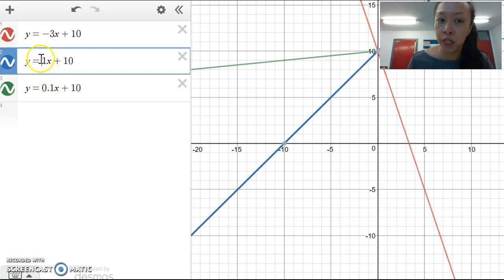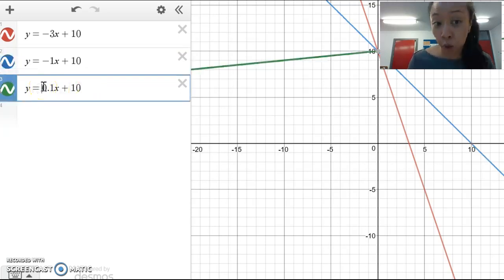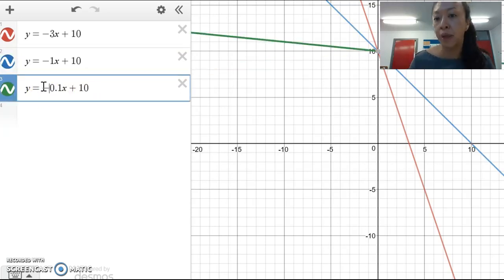So what if I change my 1 into a negative 1? You are correct. You can see that now the blue line is also going down. And if I change my 0.1 into a negative 0.1, it's also going down. So now all these lines are down because it's nice negative. Negative values in front of the x will always make it go down.